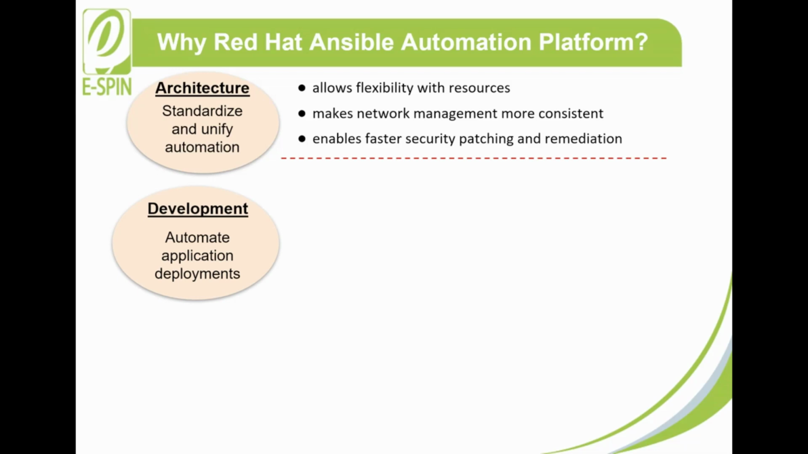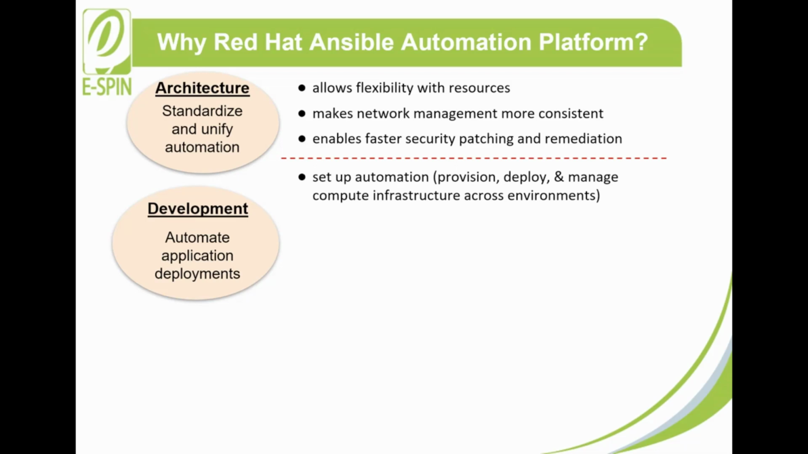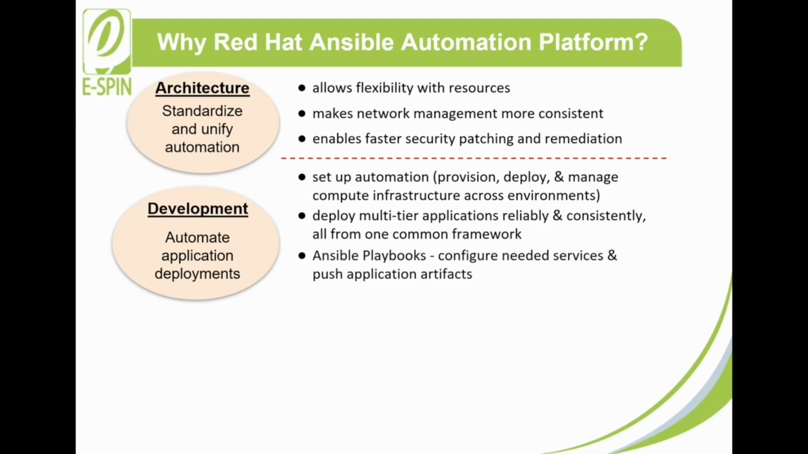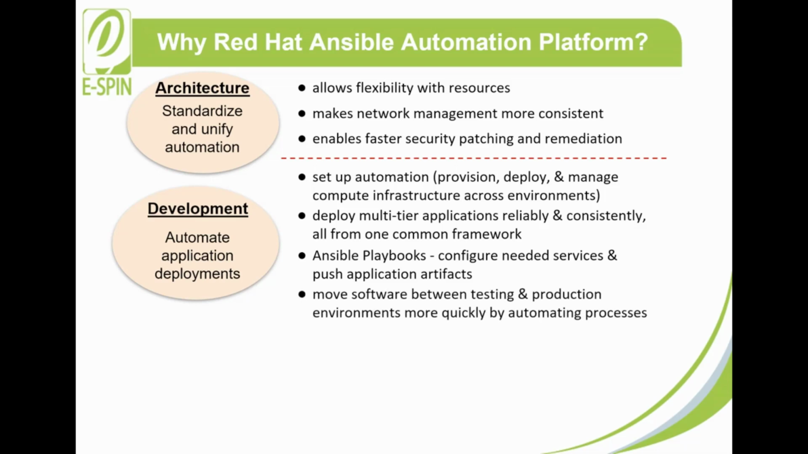Automate application deployments. Red Hat Ansible Automation Platform lets developers set up automation to provision, deploy, and manage compute infrastructure across environments, deploy multi-tier applications reliably and consistently, all from one common framework. Use Ansible playbooks to configure needed services and push application artifacts, as well as move software between testing and production environments more quickly by automating processes.